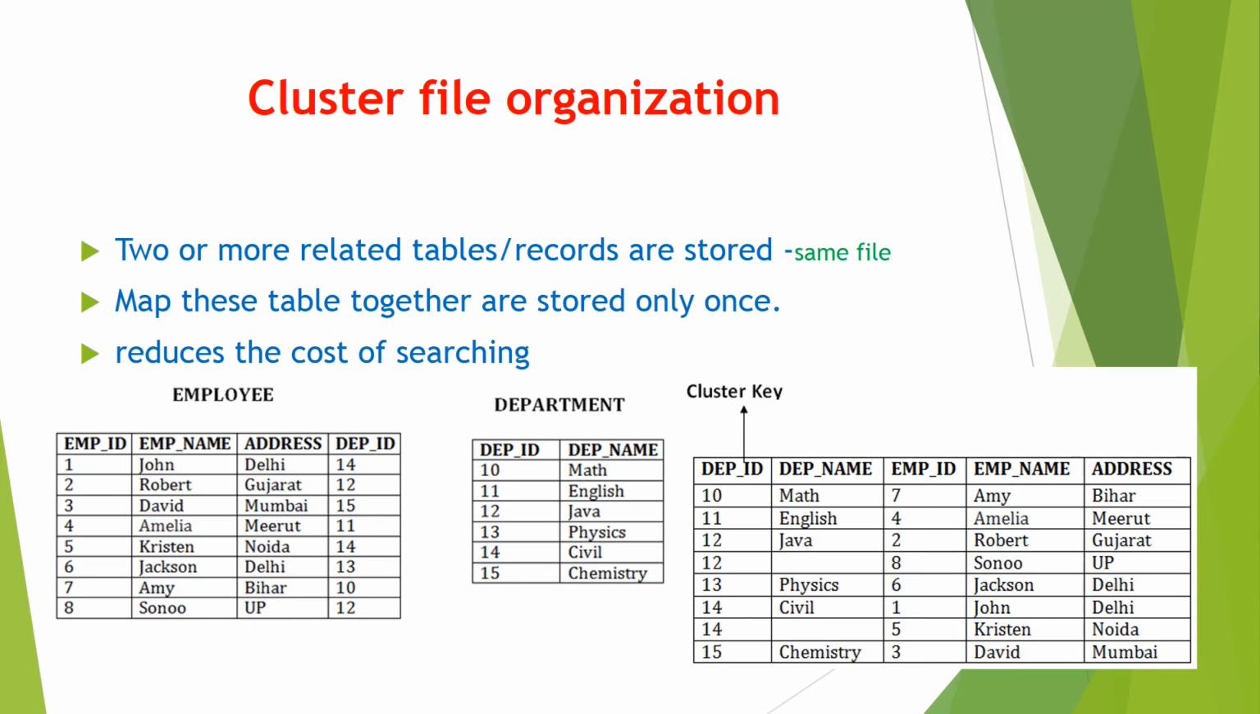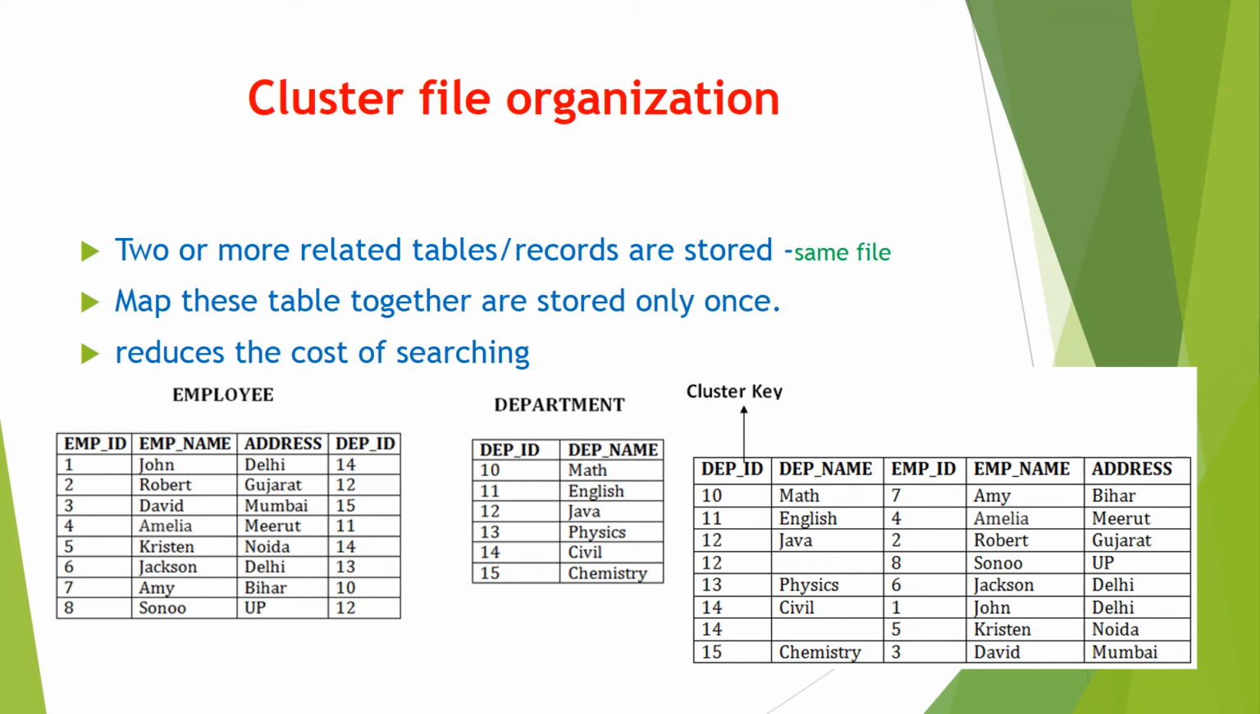The third method is cluster file organization. So in this, two or more records are stored in the same file. That is known as clusters. These files will have two or more tables in the same data block, and the key attributes which are used to map these tables together are stored only once.